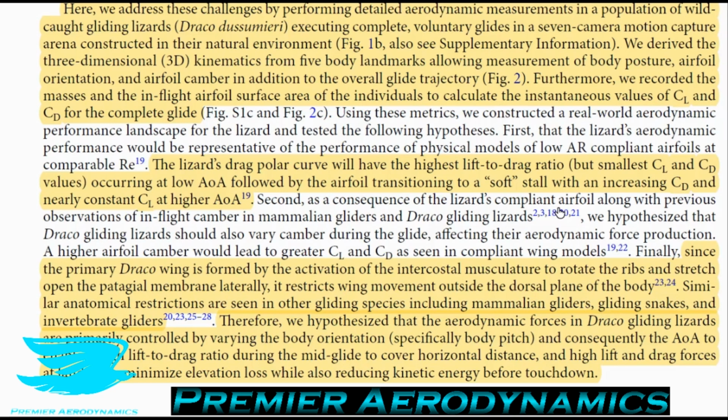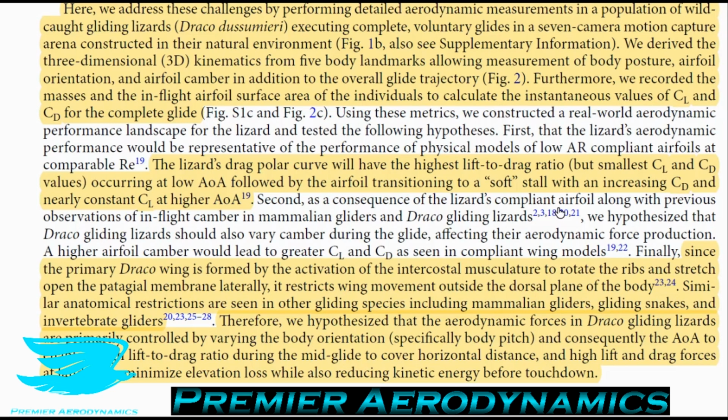Similar anatomical restrictions are seen in other gliding species, including mammalian gliders, gliding snakes, and invertebrate gliders. Therefore, they hypothesized, not me, them, that the aerodynamic forces in the Draco gliding lizards are primarily controlled by varying the body orientation, specifically the body pitch, and consequently the angle of attack, to enable a high lift-to-drag ratio during the mid-glide to cover horizontal distances, and high lift-to-drag forces at landing to minimize elevation loss while also reducing kinetic energy before touching down.